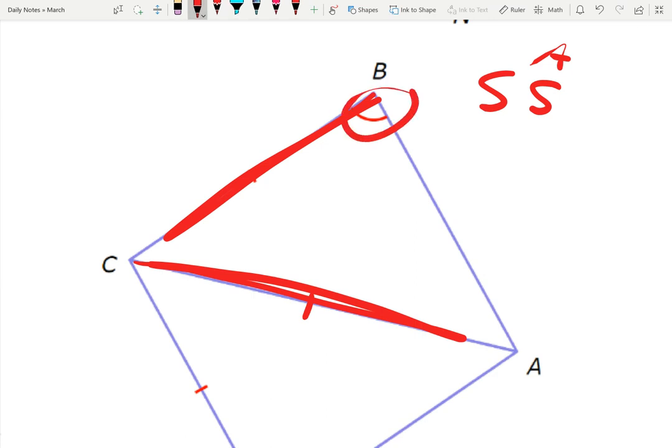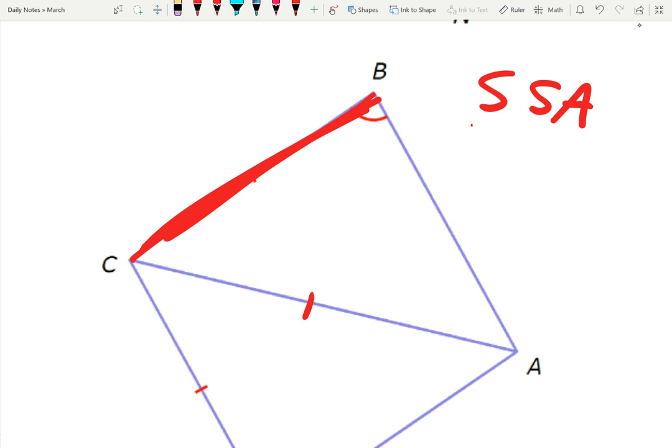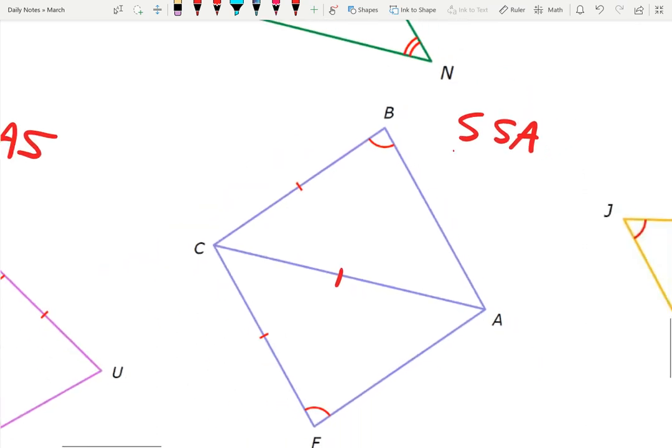The angle that's up here is not connecting the two sides. The two sides that we're given are those two. The angle that connects them would be over here in this corner, and that's not the angle we're given. We're given this one. So the angle is not between the sides. So what we have is a side angle triangle. And side angle is one that does not work. So we're going to say no on this one because side angle.